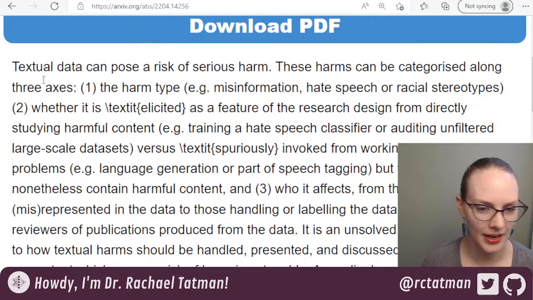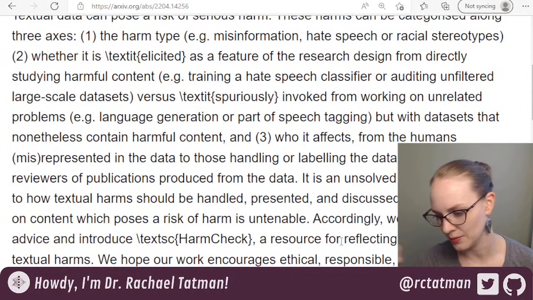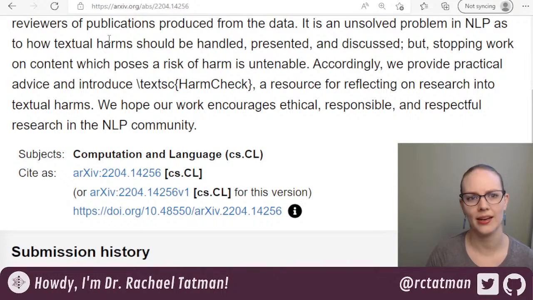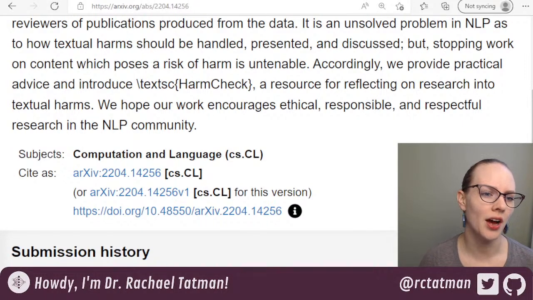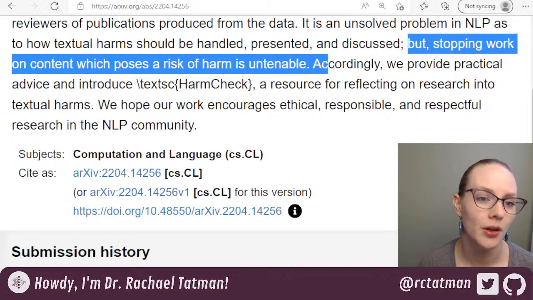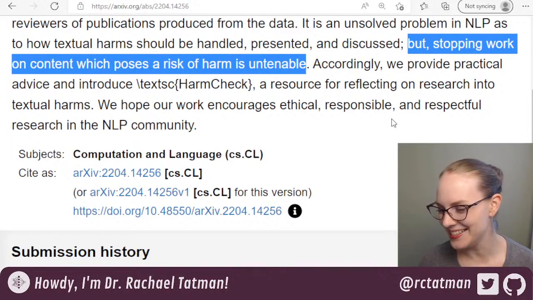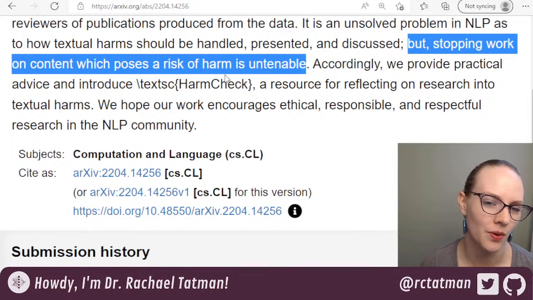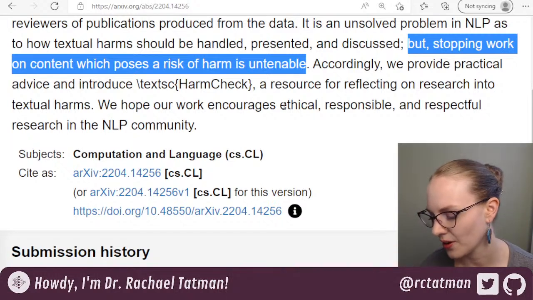Good question. Okay, so just talking about different types of harms. It's an unsolved problem in NLP as to how textual harm should be handled, presented, and discussed, but stopping work on content which poses a risk of harm is untenable. Debatable. Accordingly, we provide practical advice and introduce Harm Check, a resource for reflecting on research into textual harms. We hope our work encourages ethical, responsible, and respectful research in the NLP community. Okay, so this is going to be like another text tool.